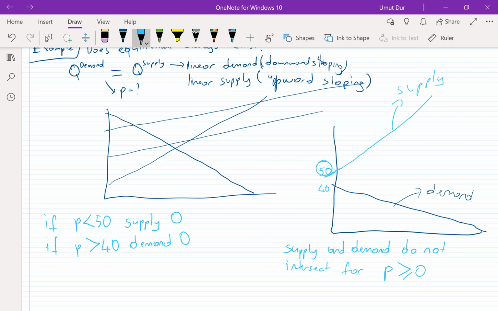If we draw these graphs for negative prices, you will see that they intersect at some negative price, but it is meaningless. Then we can say that there is no equilibrium price, but there is an equilibrium quantity. So what is the equilibrium quantity in this market?